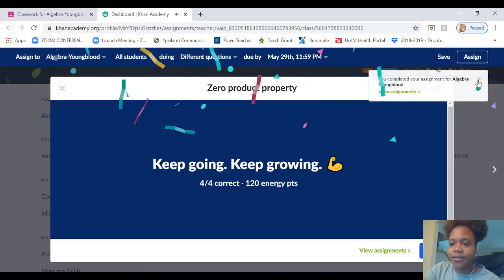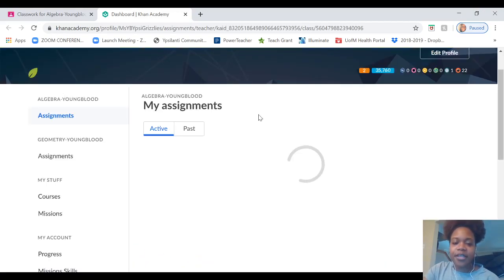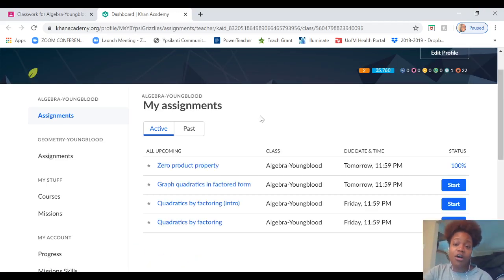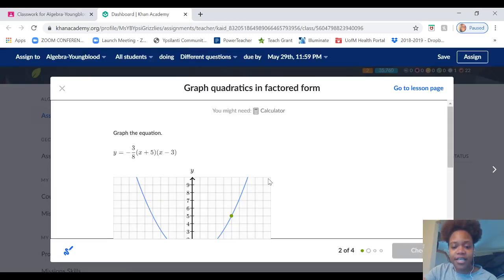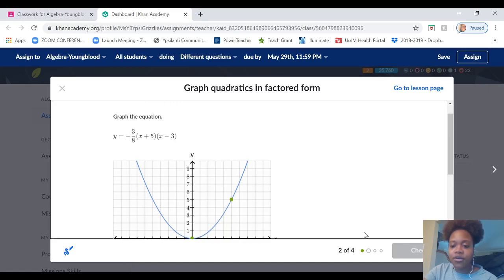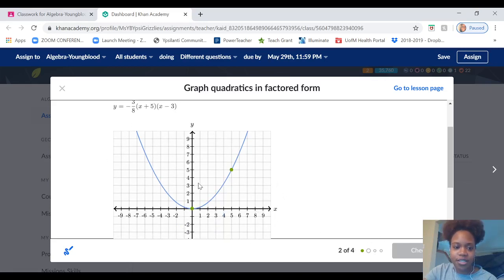We just completed our first assignment, the zero product property. The next assignment for this session on graphing quadratics is actually graphing quadratics in factored form. We're still going to use this idea of the zero product property, so that's why it was important that we did that assignment first. So now we're graphing quadratics in factored form. So you have 4 problems. I've already done my first one with the kids in my class, so I'm going to just go to the second one.